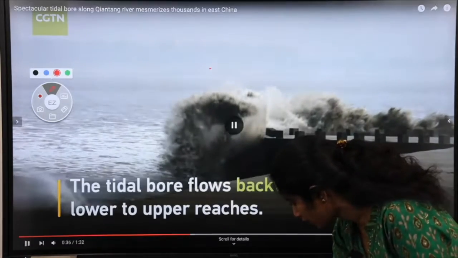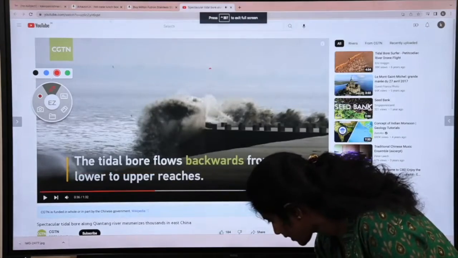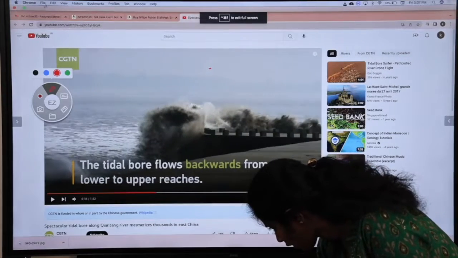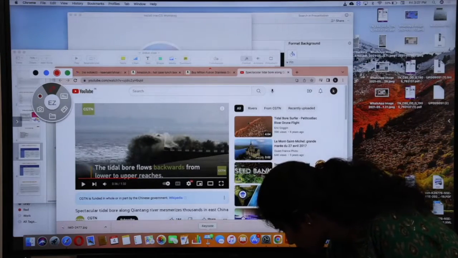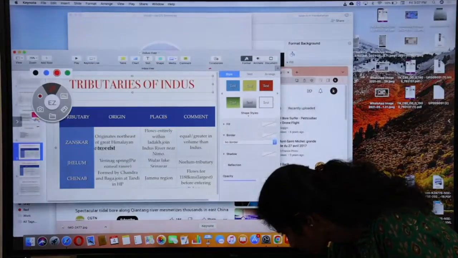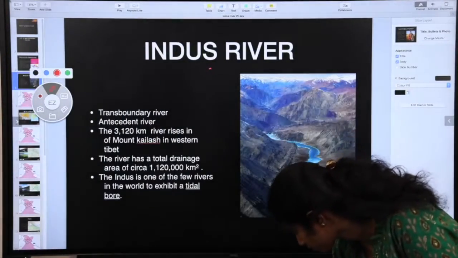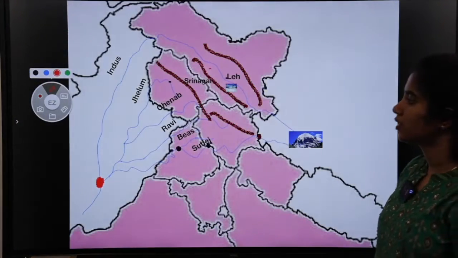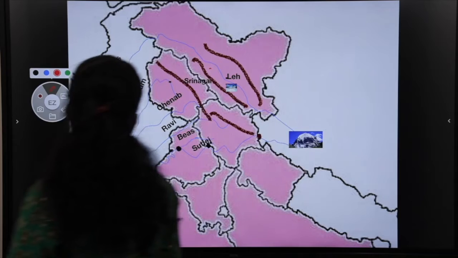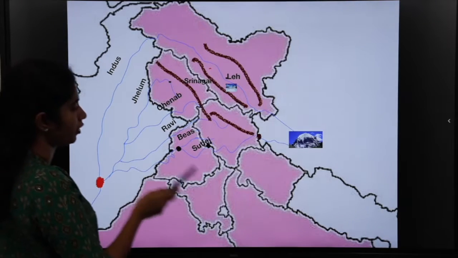The Indus is not the only river which experiences a tidal bore. Even the Brahmaputra and Ganga also experience this tidal bore. These are the Indus River and its tributaries.